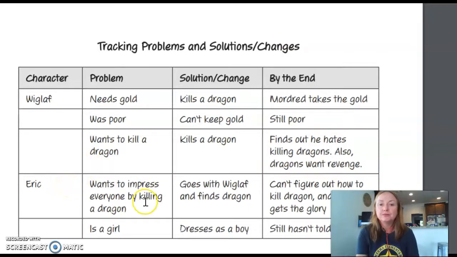Now, Eric. Eric wants to impress everyone by killing a dragon, and Eric is actually a girl. So those are Eric's two problems. Here's what Eric does. He goes with Wiglaf and finds a dragon. He dresses as a boy. And the point is, this does not help him at all.